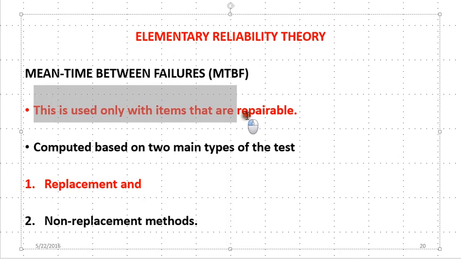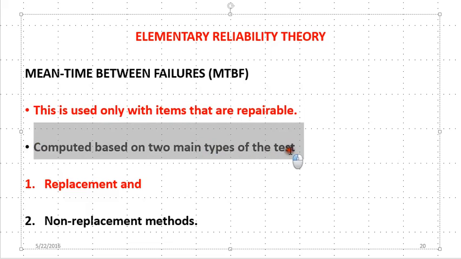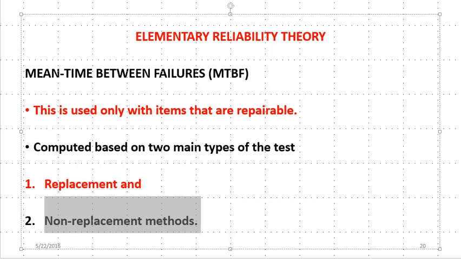This is used for items which are repairable. There are some items, once they fail, you throw them away because you cannot repair them. So the mean time between failures is a terminology used if we are dealing with components that, if they fail, you can repair them and continue using them. And this value is computed based on two methods. The first method is called the replacement method, and the second one is called the non-replacement method.